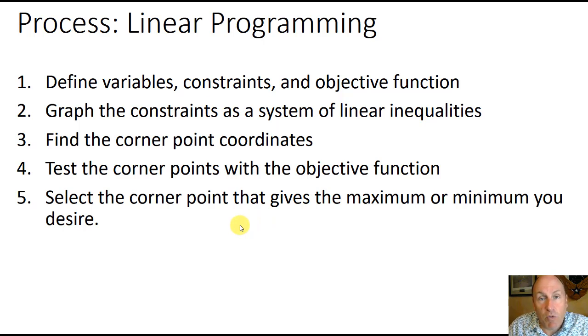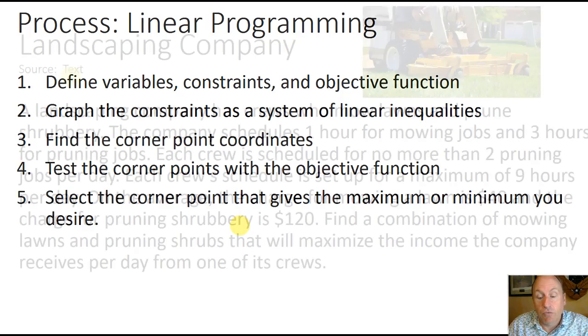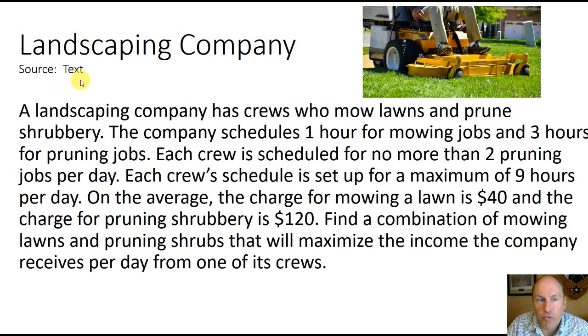It may be a situation where we're trying to maximize something, in which case we're looking for the largest quantity. If it's minimizing, it's the opposite. We're looking for the smallest. It's important to pick the one that's appropriate for the situation we're using. Let's go ahead and do a linear programming problem involving a landscaping company. So typically these problems have a lot of information to sort through, but if you follow the process, it'll work.